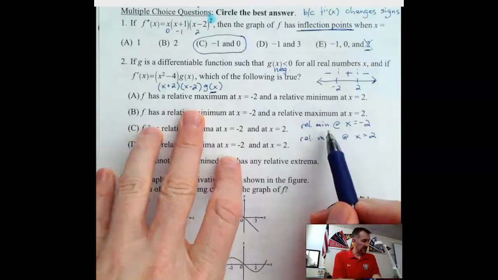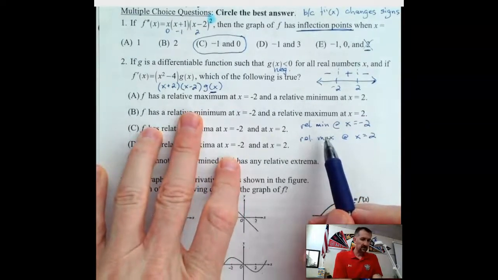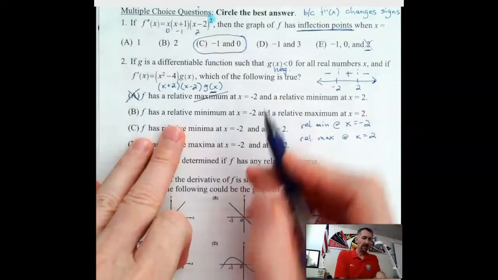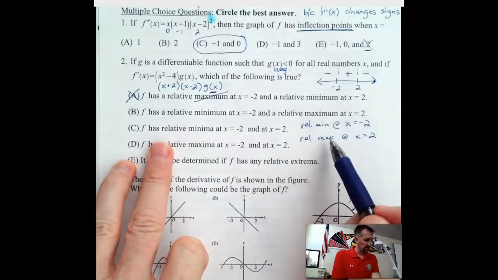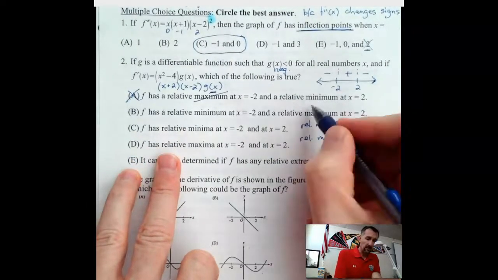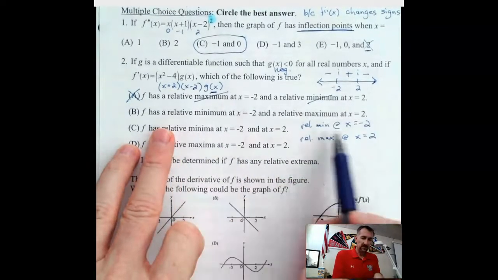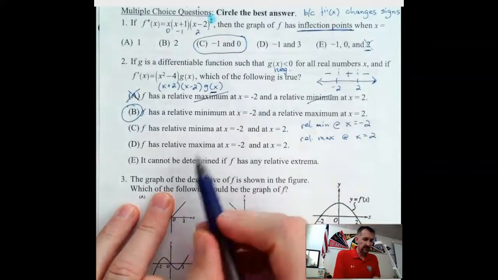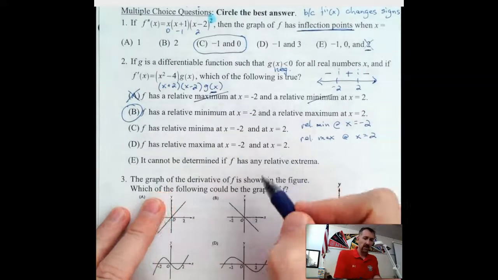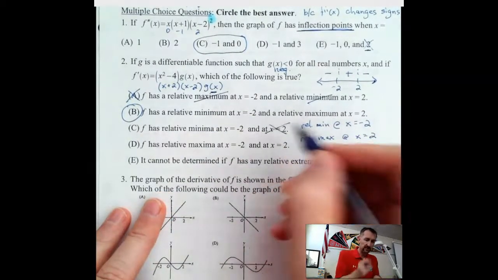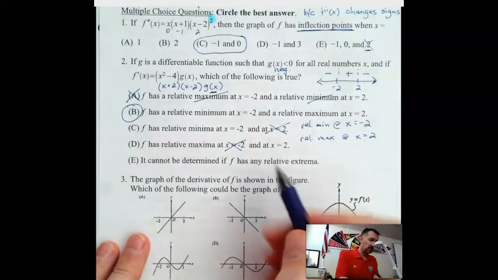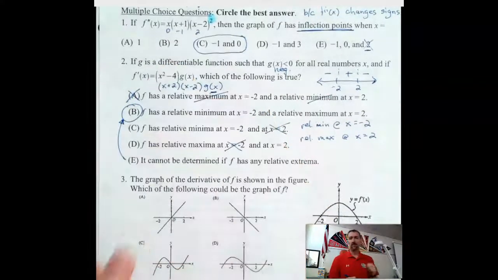So relative minimum at -2, relative should be a minimum. It says a maximum. So that's out. I don't even need to check the rest, but that's probably the backwards also. Relative minimum at -2, relative maximum. So that looks good, but I still want to check these other ones. So relative minimums at both? No, because 2 is a maximum. Relative maximum at both? No, because that's a minimum. It cannot be determined. Actually, we're pretty sure it's B. So if we have time, we want to check all of the distractors as well.